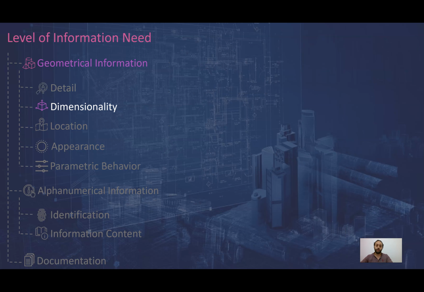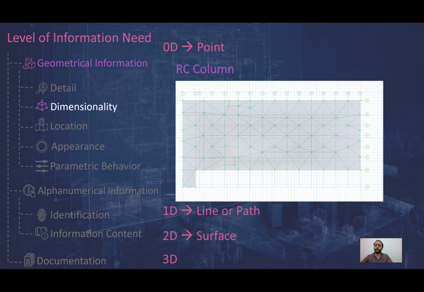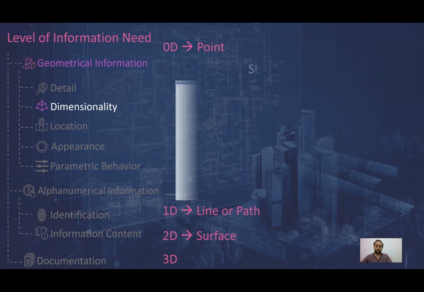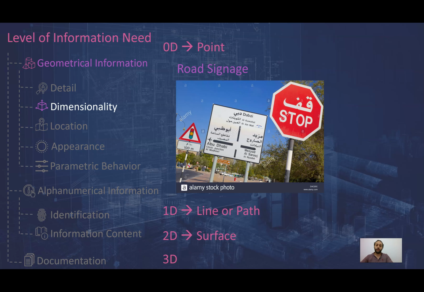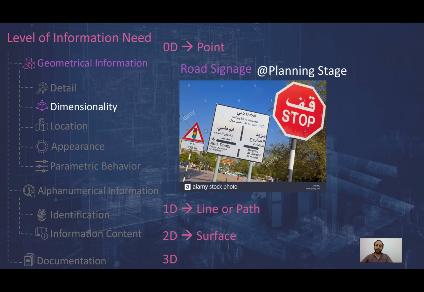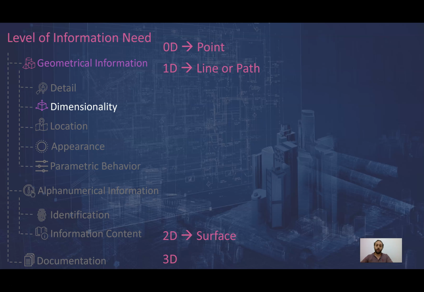The dimensionality could be 0D as a point, 1D as a line, 2D as a surface, or 3D. An example of 0D could be the RC column at an early stage, as we want to perform the structural analysis. Another example is that road signage could be a point at the planning stage as well. 1D could be pipes for the quantity takeoff.